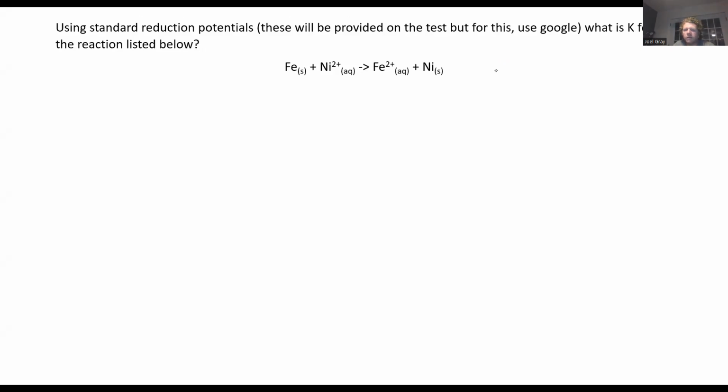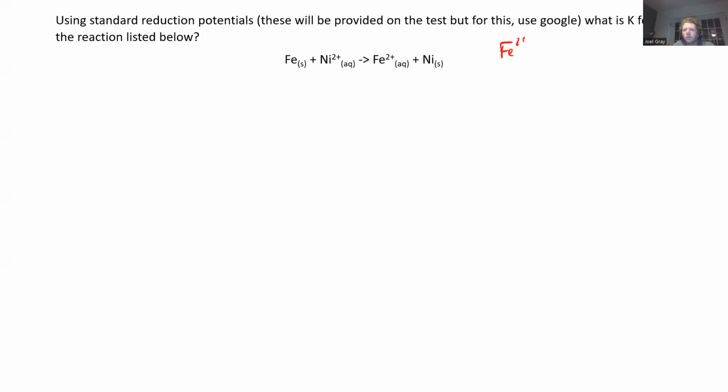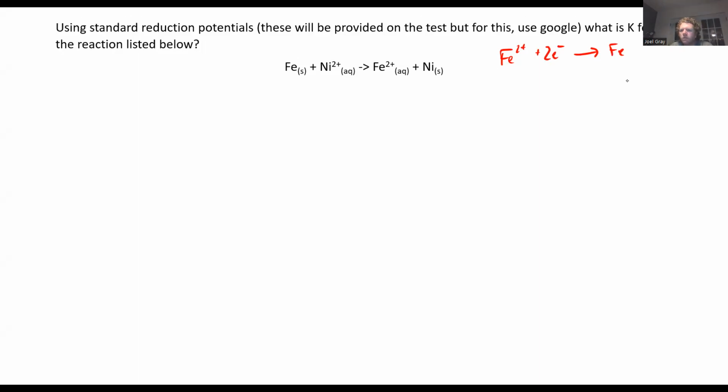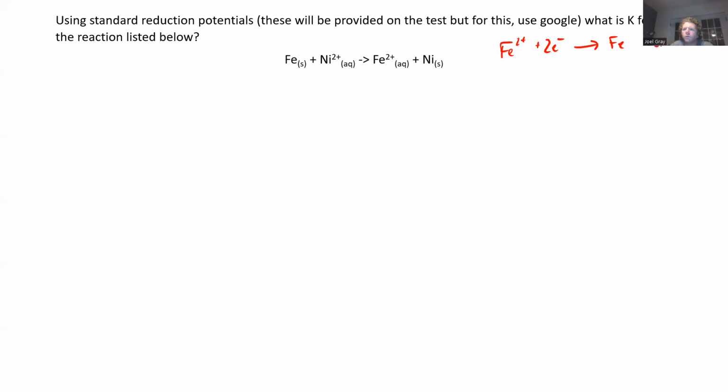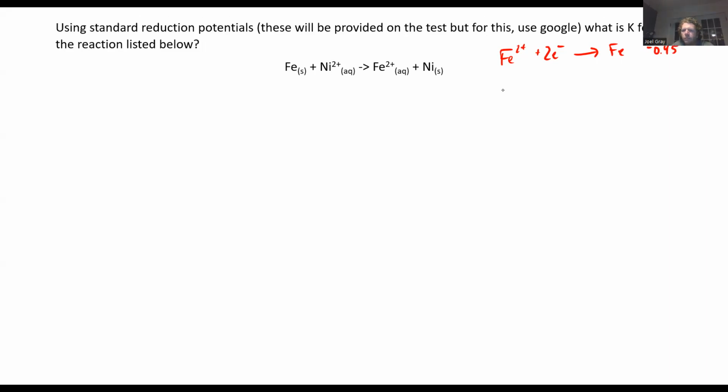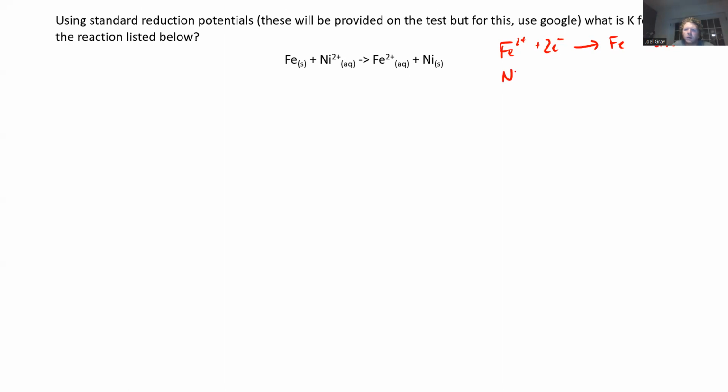What I see is that Fe2+ plus 2 electrons yields Fe, and you get an E naught of negative 0.45. Okay, now my other reaction is Ni2+ plus 2 electrons yields Ni, and we have a negative 0.26. Okay, so that's useful information.